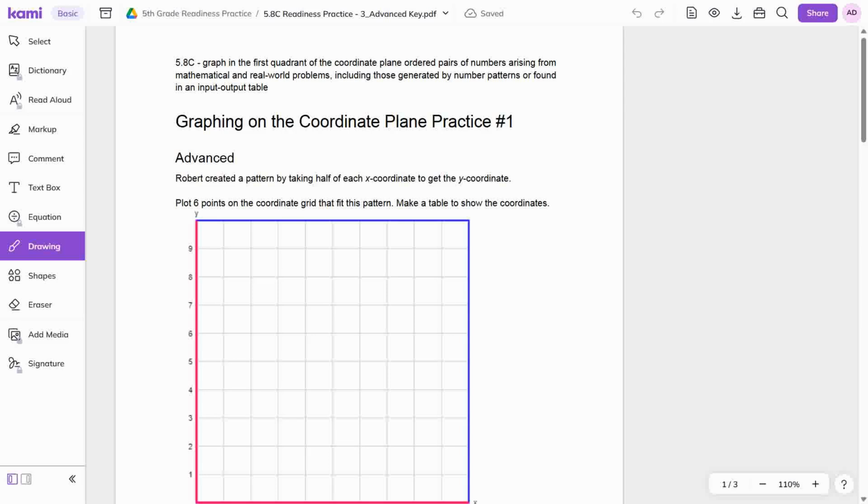Today we are looking at the 5th grade concept of graphing on the coordinate plane. This is 5.8c, the advanced version.